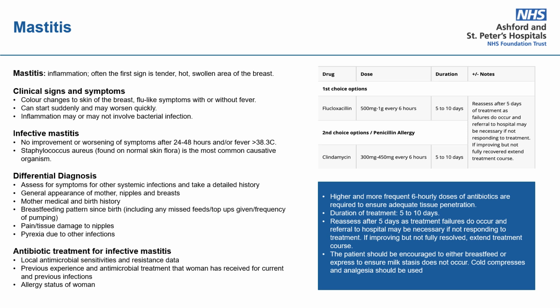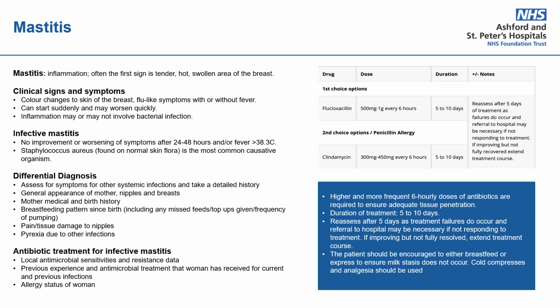Antibiotic treatment is indicated for infective mastitis. Again, we must apply the principles of prescribing, which includes considering local antimicrobial sensitivities and resistance data, previous experience and antimicrobial treatment that women have received for current or previous infections, and the allergy status of a woman. A commonly prescribed regime as a first choice is flucloxacillin 500 mg to 1 gram every 6 hours for 5 to 10 days. The second line, or if there is a penicillin allergy, is clindamycin at a dose of 300 to 450 mg every 6 hours for 5 to 10 days.